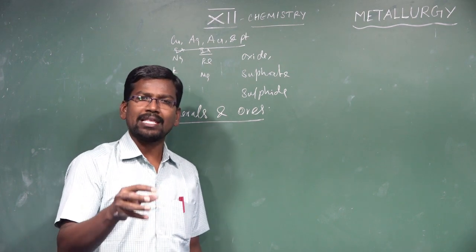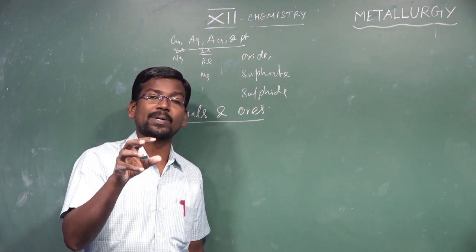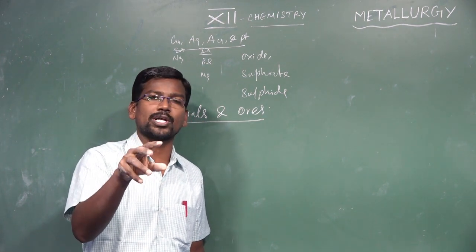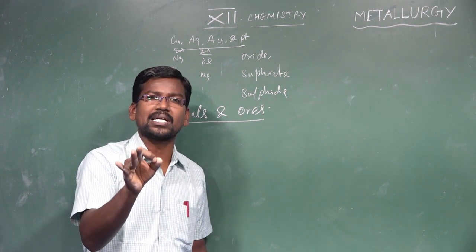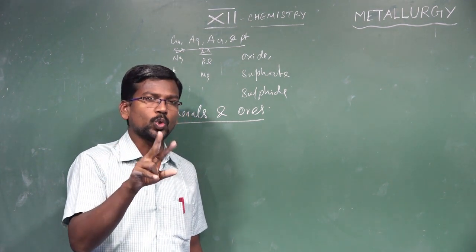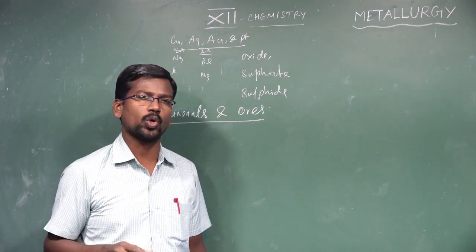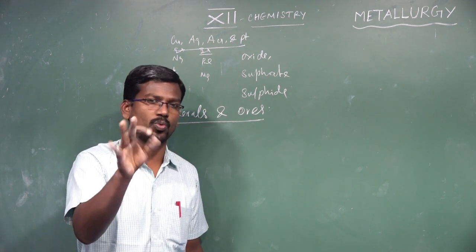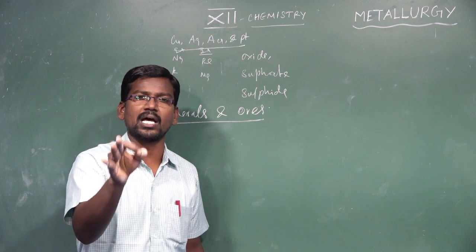So, the compound which contains a high percentage of the metal is known as an ore. The compound which contains a low percentage of the metal is known as a mineral. So two types of naturally occurring substances are there, one is minerals, another one is ores. The compound which contains a high percentage of the metal is an ore, and the compound which contains a low percentage of the metal is a mineral.